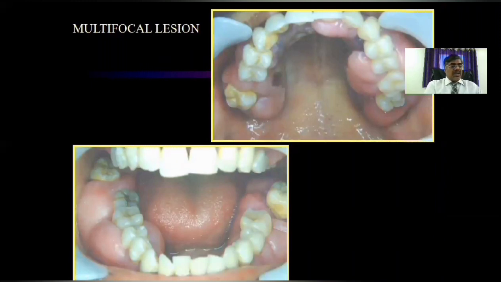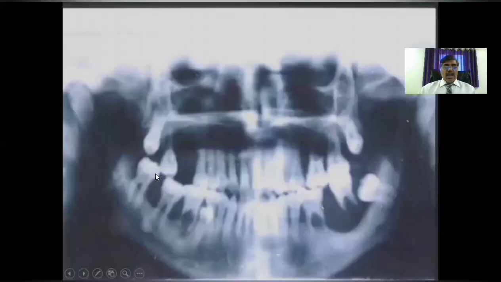Now the next case is a multifocal lesion. Here you can see there is a lesion in the four quadrants of the jaws, both the quadrants of the maxilla and both the quadrants of the mandible. The panoramic radiograph shows extensive arcuate lesion involving all the four posterior quadrants, giving the teeth a floating appearance. A case of eosinophilic granuloma. Even though it is a non-odontogenic pathology, it has an affinity for the alveolar bone.